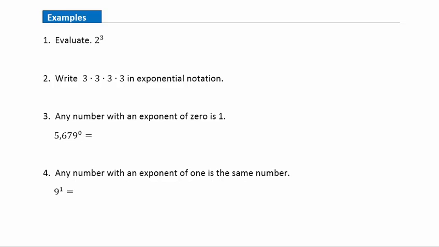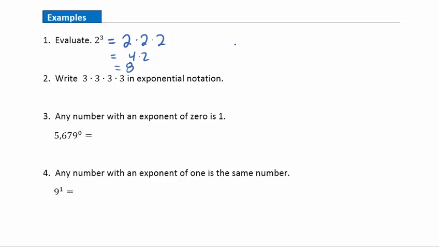Evaluate means we want to get this down to a single answer. So 2 is the base, 3 is the exponent, so that's telling me I need 3 factors of 2. 1, 2, 3 of those 2's need to get multiplied together. And we want to be careful here not to add these. We want to make sure we're multiplying. So I'd say, okay, 2 times 2 is 4, and then 4 times 2 is 8.